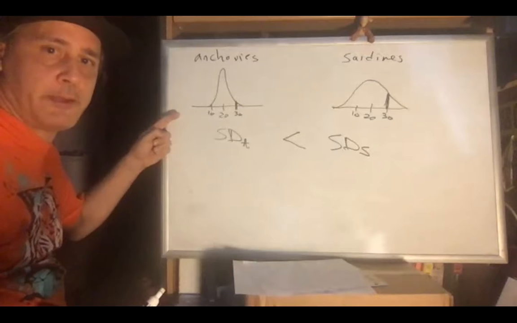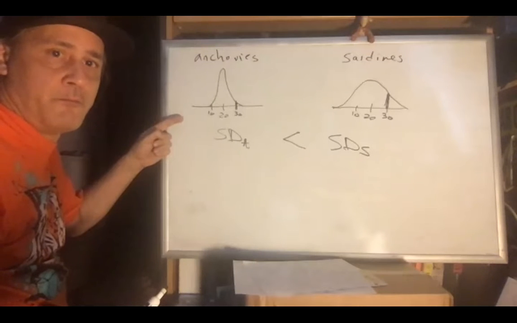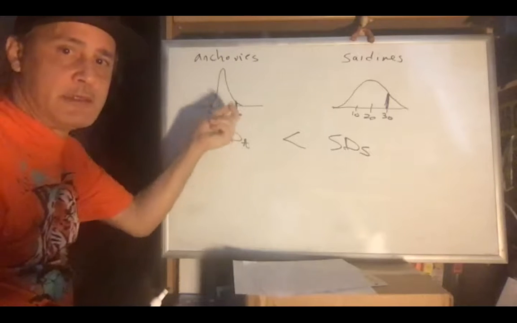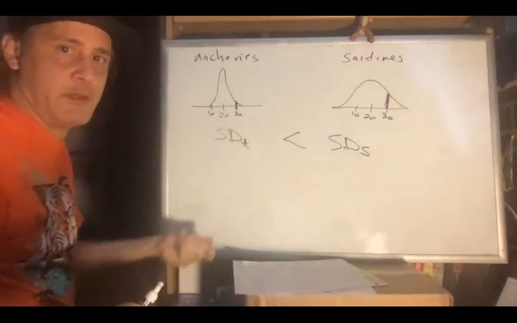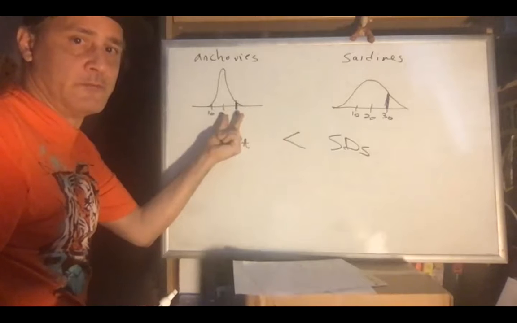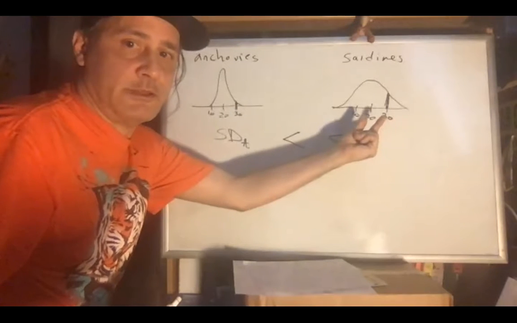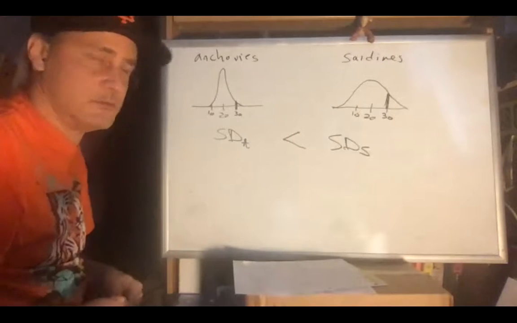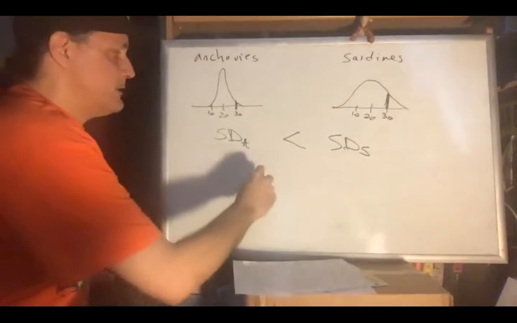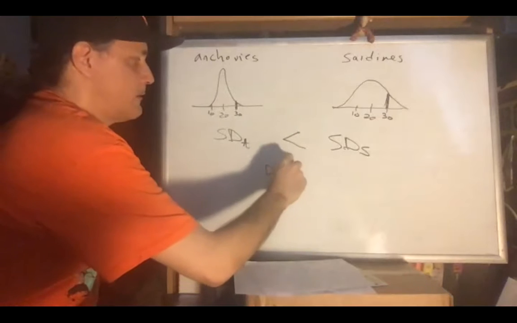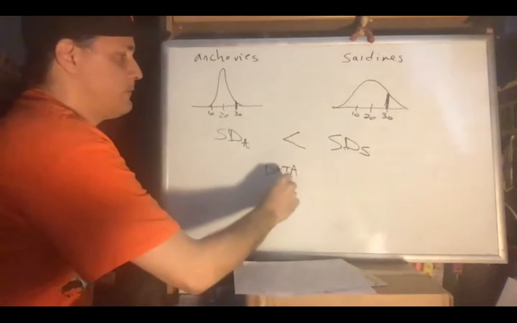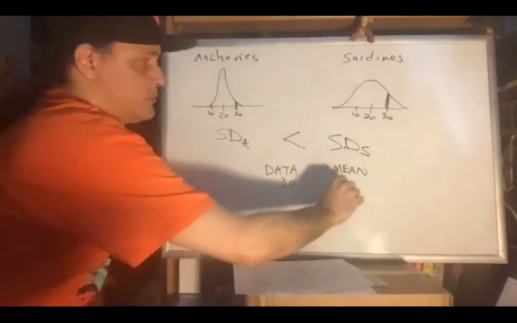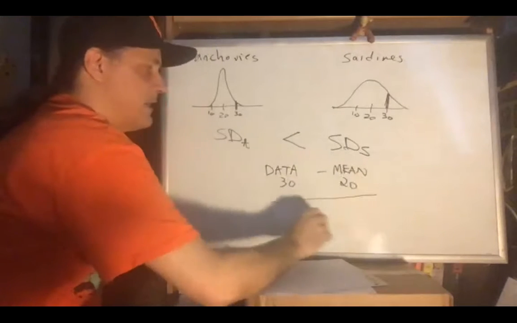So because we want to compare populations, we want to create a statistic that takes into account the mean and the standard deviation. How far above the mean is relative to the standard deviation? Okay, that's called a z-score. And I'll show you the formula, but basically we take the data value, which in this case would be 30. We subtract the mean, which in this case would be 20, and then we divide by the standard deviation.